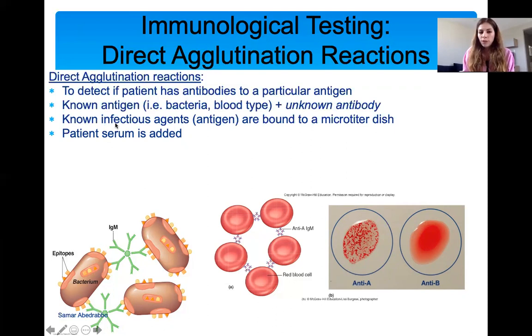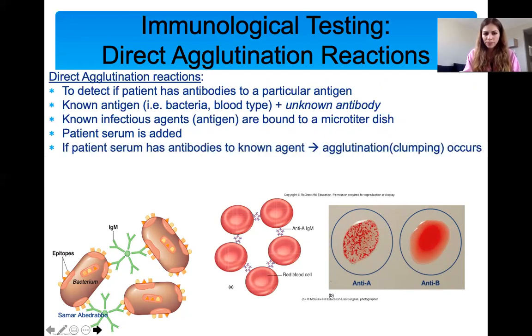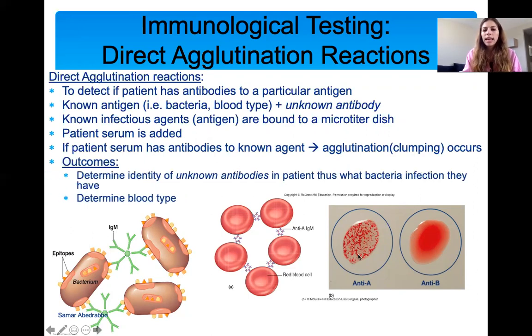You have different known antigens, which are pathogens, on a microtiter dish, a dish with different wells, and then you add the patient's serum, and wherever you see agglutination, here's a good picture of agglutination or clumping, you know that's what they have. Again, in direct agglutination reactions the antibody binds the antigen directly, and you have a known antigen and unknown antibody. Whenever you see clumping, it means they match each other. If the patient's serum has antibodies to a known antigen, you get the clumping. The outcome of direct agglutination reactions is that you determine the identity of unknown antibodies in a patient.